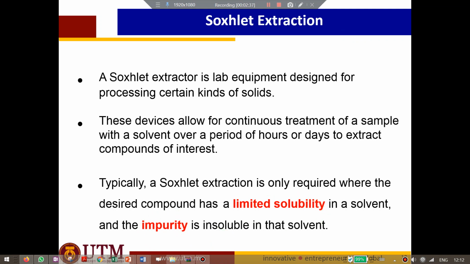Okay, imagine you have the solid sample, and your analyte of interest is not just on the surface, it's not just appearing on the surface, but can also be trapped inside of the solid. So it will somehow limit the solubility of your analyte of interest into a solvent. Okay, that's why you need the Soxhlet extraction.